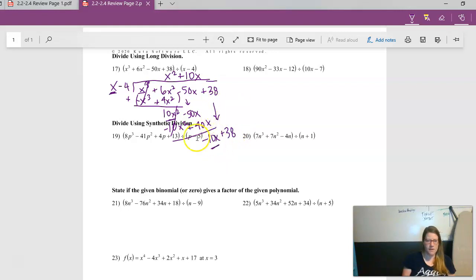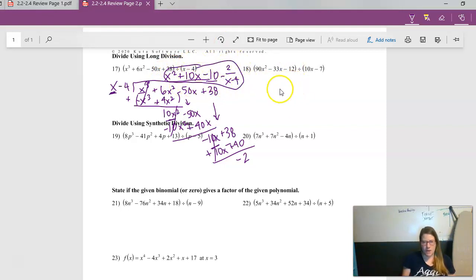So again, I'm just looking at the first term here and here. What do I need to multiply x by to get -10x? And that would be -10. Multiply it back to the divisor, so -10x. -10 times -4 is +40. Change those signs because we're subtracting them both off. 38 minus 40 is -2. So that's my remainder. I always put the remainder over the divisor. Okay, so there's the result.